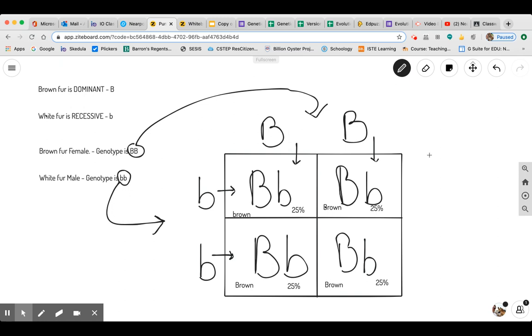That means that the likelihood of whether the offspring from these two organisms are going to be brown or white is going to be 100% brown. So you would write 100% brown. Now, for the test on Friday, you guys are going to see very similar questions like this. You're going to have to make a Punnett square, and then you're going to have to look at the choices and figure out which ones are right according to the results from your Punnett square.